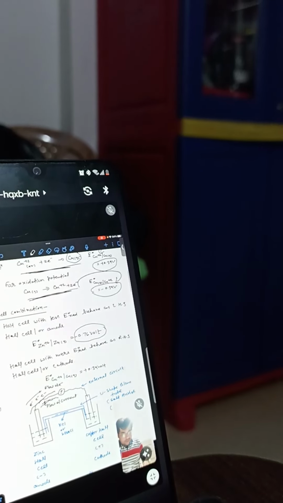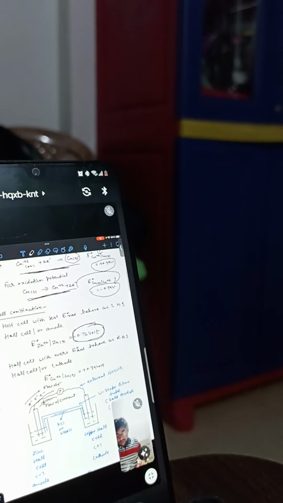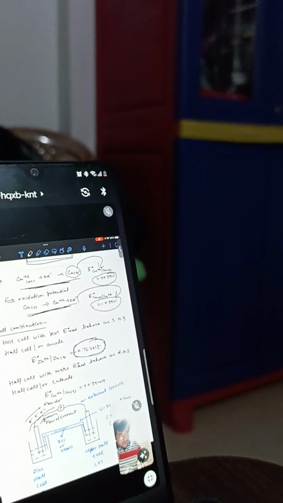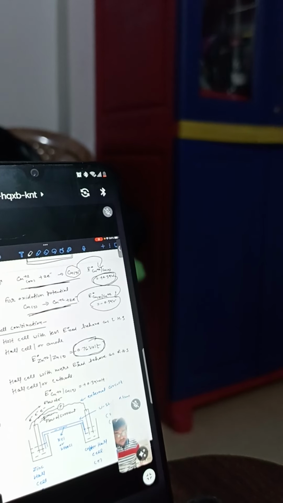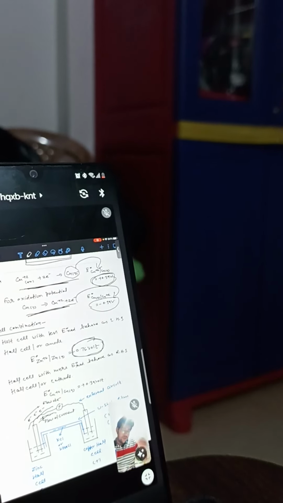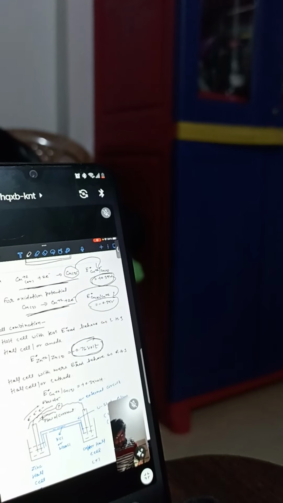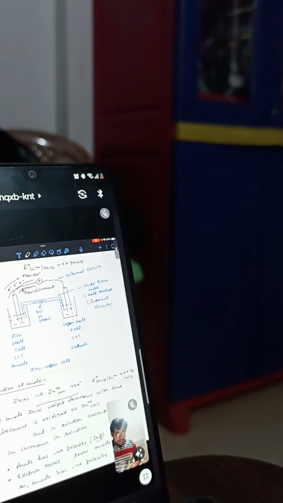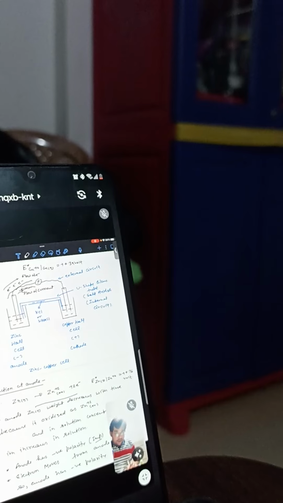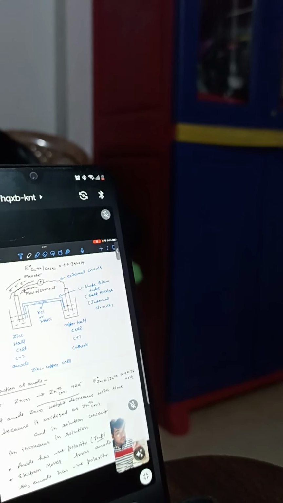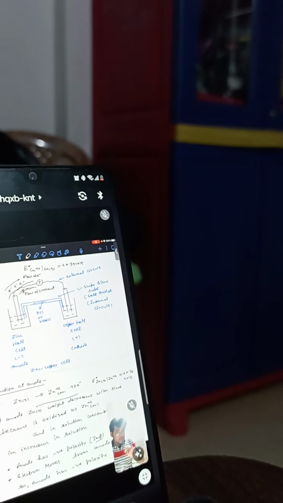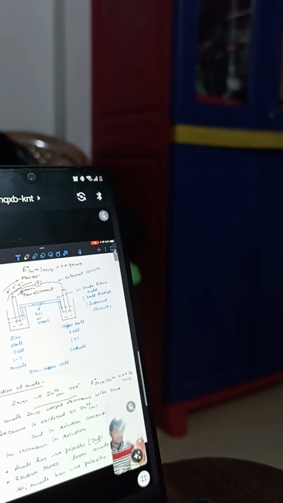As we can see, the standard reduction potential of zinc is minus 0.76 volts and the standard reduction potential of copper is plus 0.34 volts. So the reduction potential of copper is high, hence copper will behave as the RHS. The reaction that takes place at the anode is that of zinc. Zinc has less reduction potential but more oxidation potential.